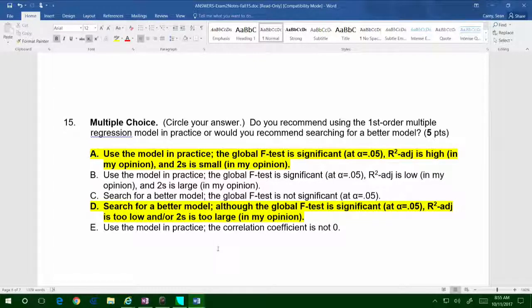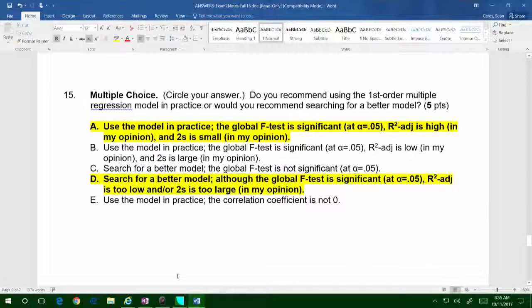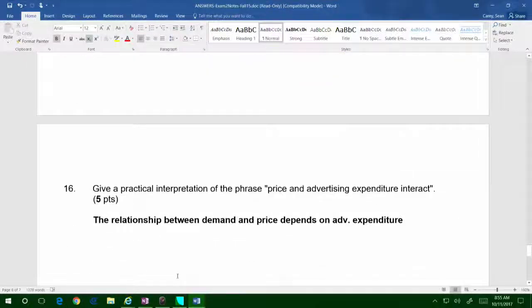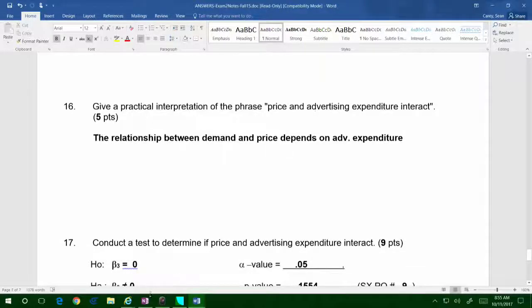Okay, none of the other answers can be right. They don't make any sense. Okay, that's number 15. And then we'll finish up on the last page. Number 16 says, give a practical interpretation of the phrase price and advertising expenditure interact.